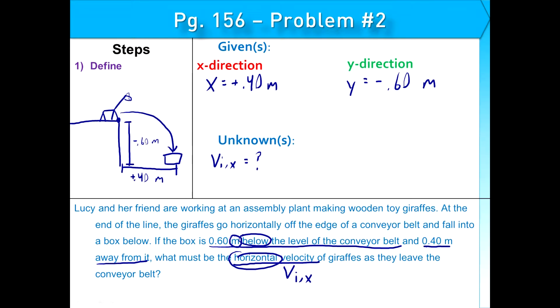Now in this problem there are at least two more givens that it doesn't state in the problem itself. First, you should note the acceleration in the x direction is 0 meters per second squared. Because this is projectile motion, the only force that acts on the giraffe as it moves through the air is gravity, and gravity acts downward, not horizontally. So this is why this is 0. For the y direction, as I mentioned earlier, gravity pulls it down with an acceleration of negative 9.8 meters per second squared. And another given for y: since it's falling off horizontally, there is no initial velocity in the y direction, so this is 0 meters per second.